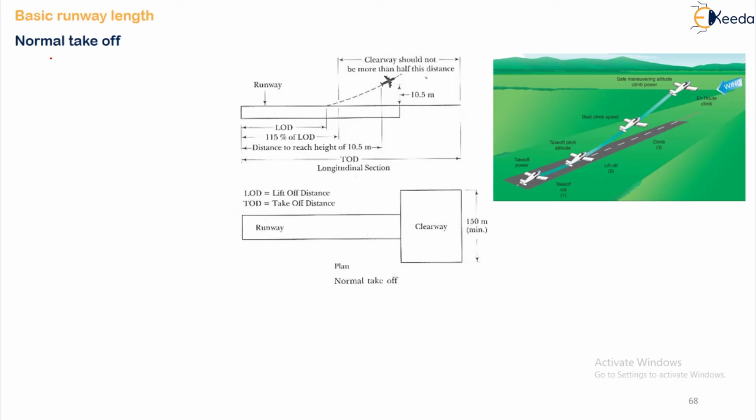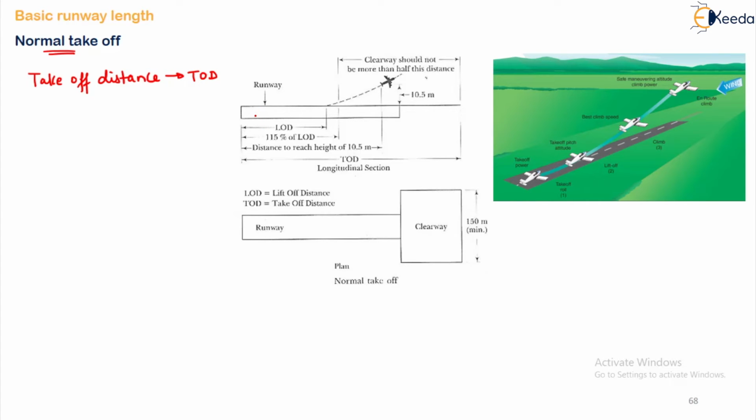Moving ahead, next one is your normal takeoff. Now what is this? The takeoff distance, also known as your TOD, must be for a specific weight of aircraft. It is 115% of the actual distance the aircraft uses to reach a height of 10.5 meters. This is called your takeoff distance.